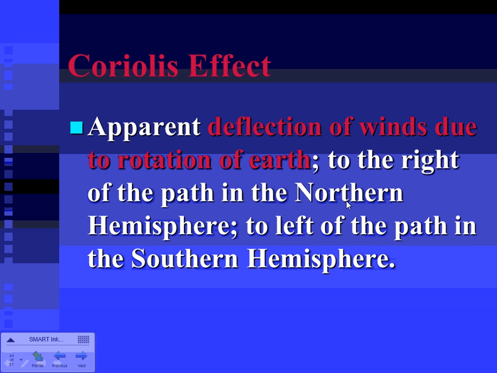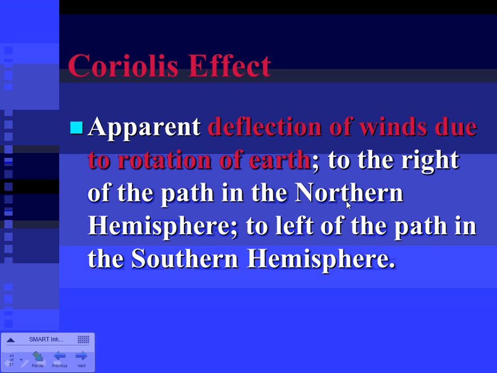The Coriolis effect is the apparent deflection of winds due to the rotation of the Earth. And this happens to the right in the northern hemisphere and to the left in the southern hemisphere. Essentially, think about maybe the U.S. wanting to bomb another country on the other side of the world. If they're going to send a missile from here to the other side of the world, they have to take into account the fact that while that missile is in the air, the Earth is spinning underneath of that missile. And if we don't take that into account, we're going to miss the target. So you had to factor in the Earth spinning.